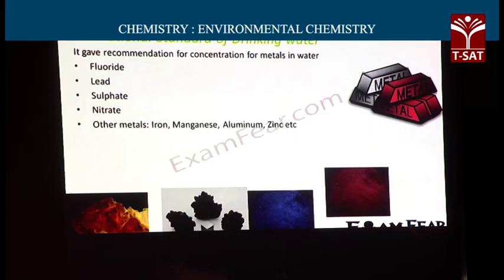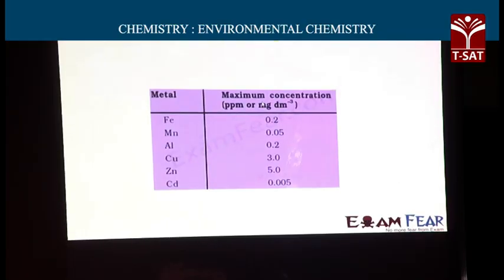And the maximum concentration of various metals like iron, manganese and aluminum, according to the international norms, is: iron up to 0.2, manganese 0.05, aluminum 0.02, copper 3, zinc 5, cadmium 0.005 ppm or milligram per decimeter cube. This is the maximum concentration at which all these metals should be present. If it exceeds these values, that water is very dangerous to human beings.